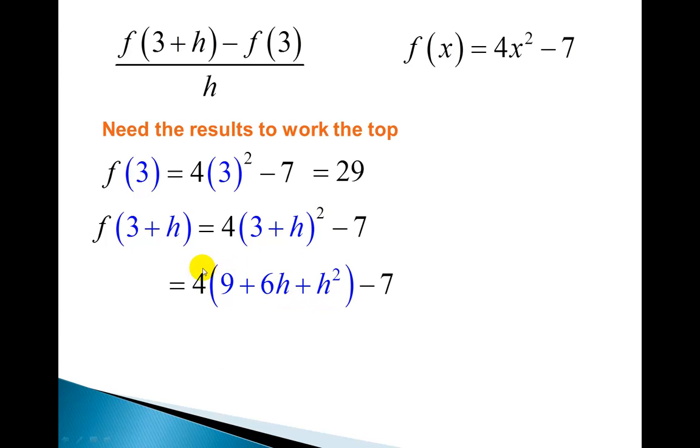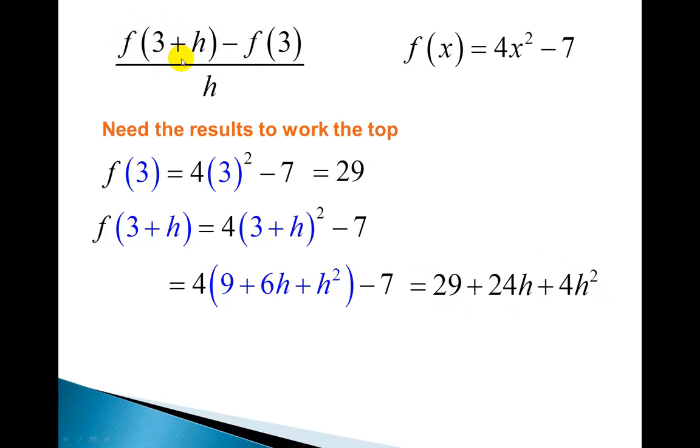Going to have to multiply that by a 4 in each of those pieces and then subtract 7. So 4 times 9 is going to give me 36 minus the 7. That's where this 29 is coming from. 4 times 6 is 24, and then 4 times the h squared is 4h squared. So that's the result of the first part here.